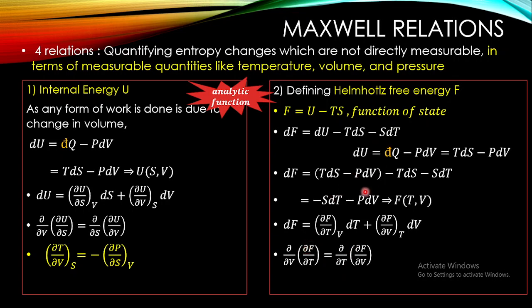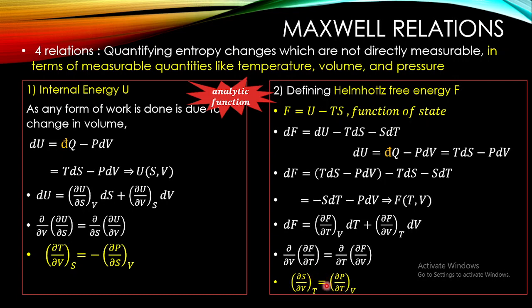And from checking the first equation for dF, what is dou F by dou T? That is change in F with respect to temperature alone, keeping volume constant. Then I will get the coefficient of dT term, that is minus S. Similarly, dou F by dou volume will be the coefficient of dV, that is minus P. So substituting that, I will get dou by dou V of minus S is equal to dou by dou T of minus P. So on both sides, the negative sign will cancel out.